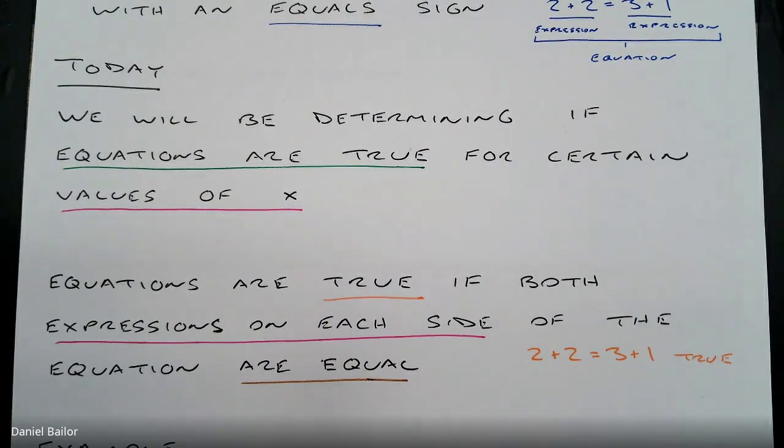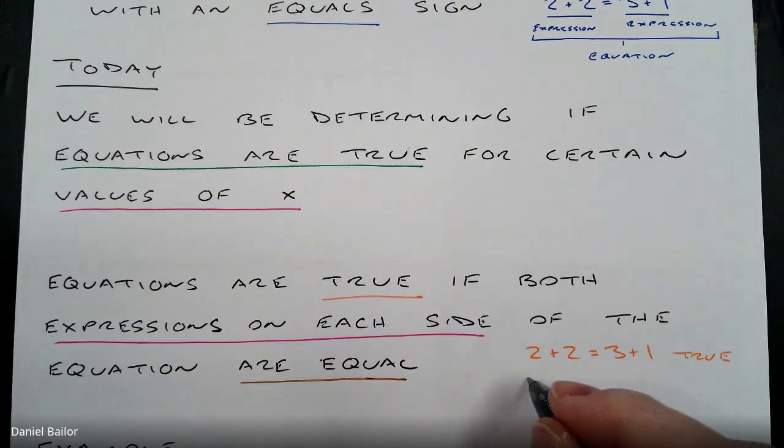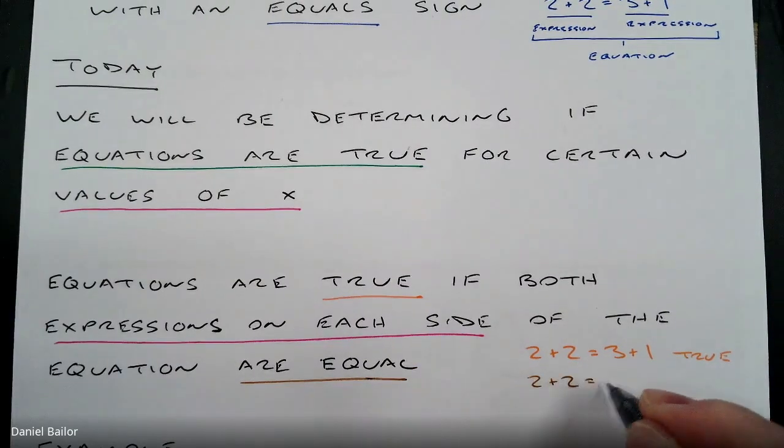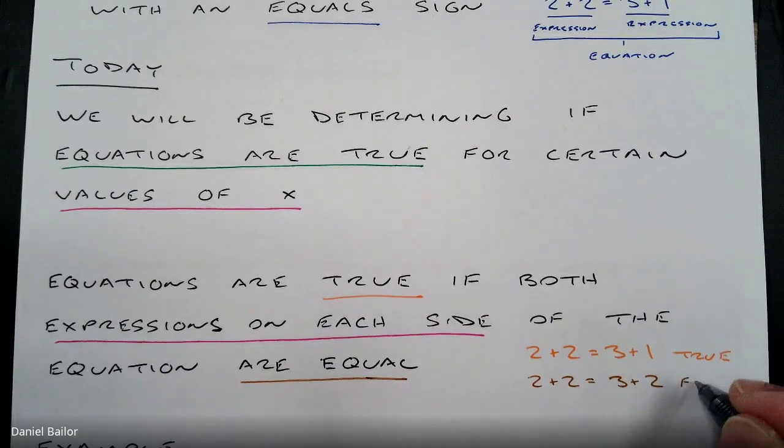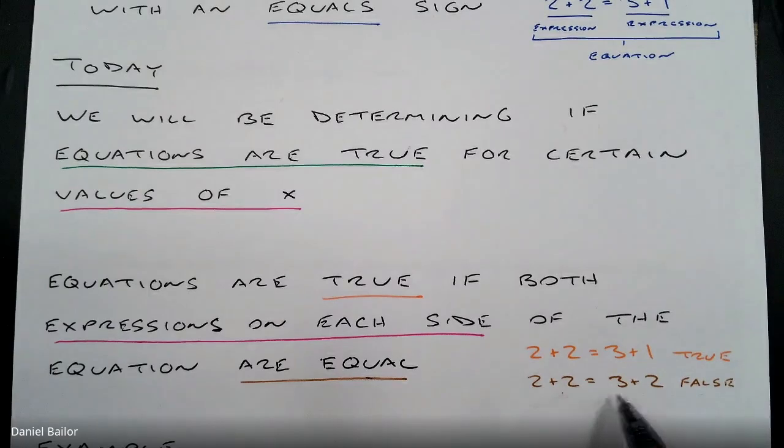But if I said 2 plus 2 equals 3 plus 2, obviously that is false. That is not true, because 2 plus 2 is 4, and 3 plus 2 is 5. 4 does not equal 5. So that is false, or we could say not true.